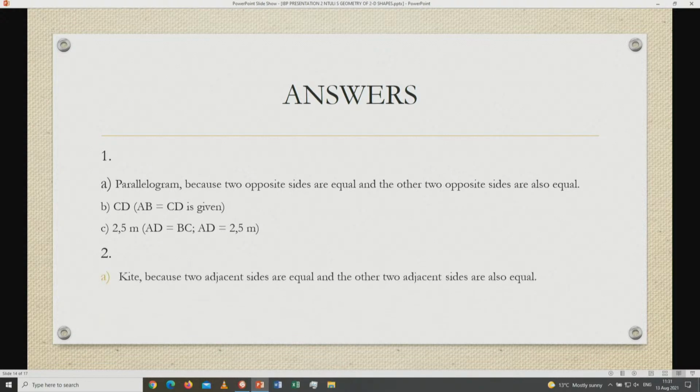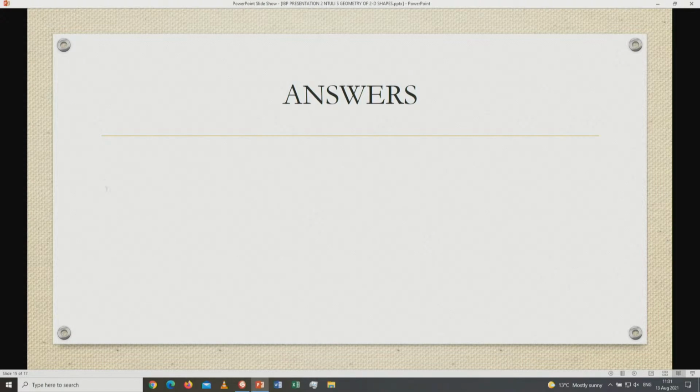Number 2, we said it's a kite. Why? Because 2 adjacent sides are equal and the other 2 adjacent sides are also equal. And then the length is going to be 35 centimeters. Number 3 is a trapezium. Why? Because one pair of sides is parallel. The length of LM will be 24 millimeters, which we just spoke about.